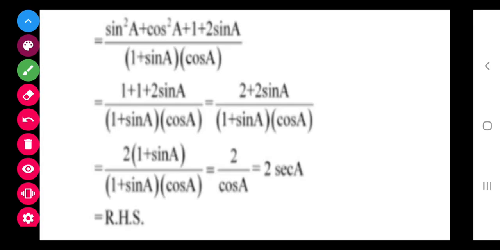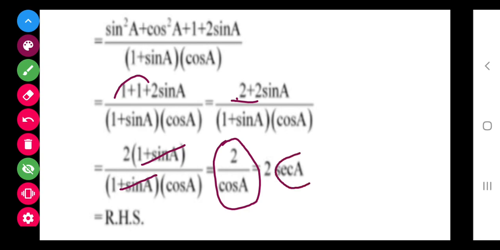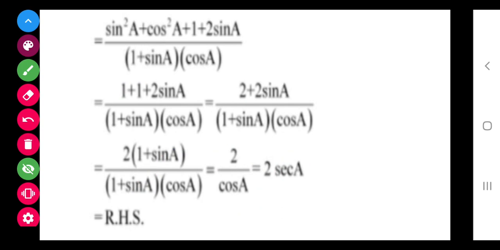So the same they have done, sine square theta plus cos square theta as 1. Now 1 plus 1 is 2 here. Now taking 2 common, it is becoming equal to this. So finally, what is left? 2 upon cos A, and 1 upon cos A can be written as sec A. So it is 2 sec A. The reciprocal of cos is sec.